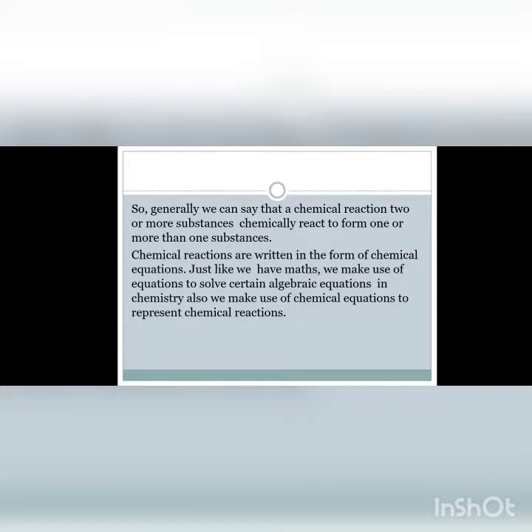So, generally we can say a chemical reaction is one in which two or more substances chemically react to form one or more new substances. Chemical reactions are written in the form of chemical equations, just like we have in maths. As we balance equations in maths, also here we are going to balance the equation in chemistry, and this is based on the law of conservation of mass, which we will discuss a little later.